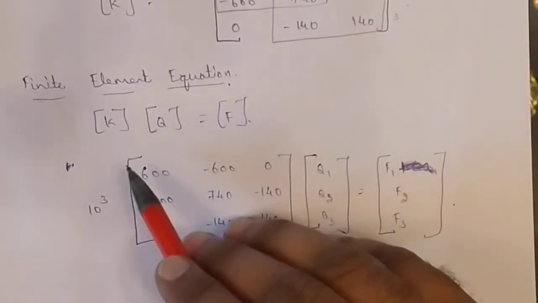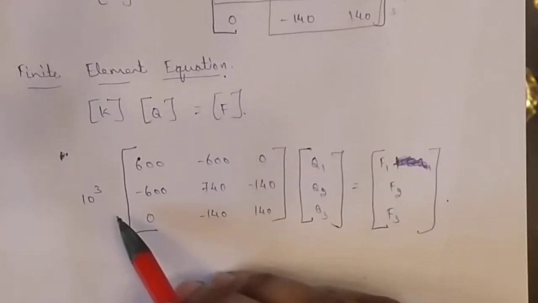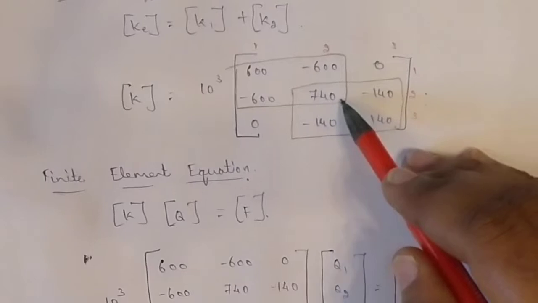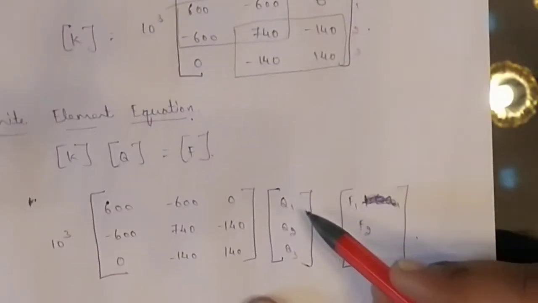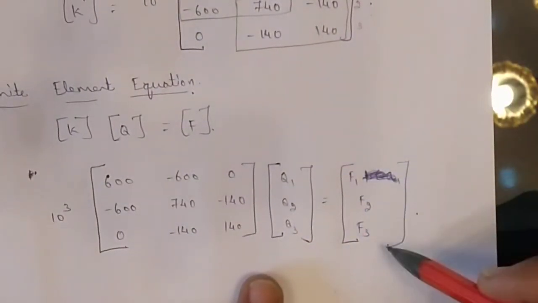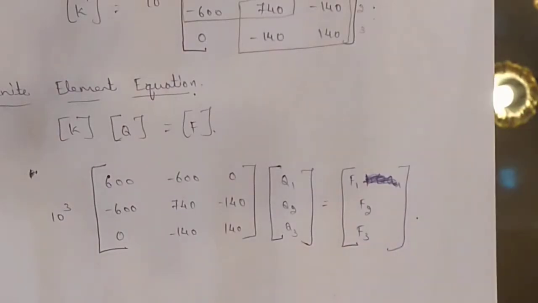Okay. Next, the finite element equation. Kq is equal to F, with 10 power 3. Write this K equation. Write Q1, Q2, Q3 and F1, F2, F3 as it is.